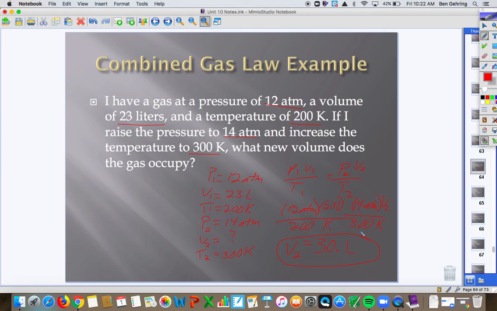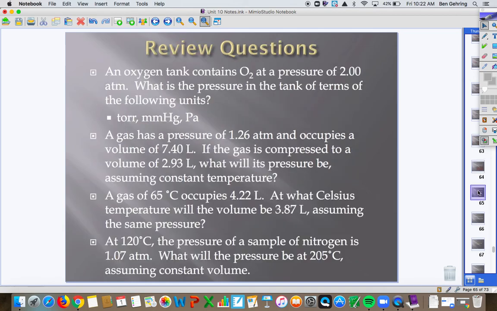Okay, so work through that, see what you come up with for an answer, and see if we get the same answer on that. All right, here are some review questions for you to try. Here's your first set. So first one's pressure conversions, and then you're going to practice your gas laws on the next three. Pause this screen.